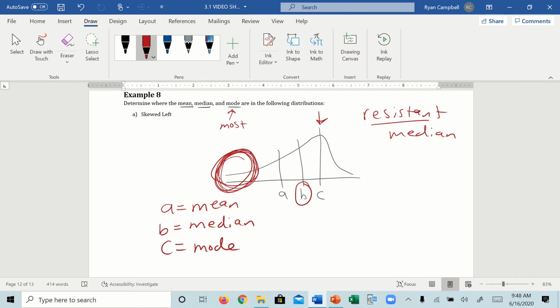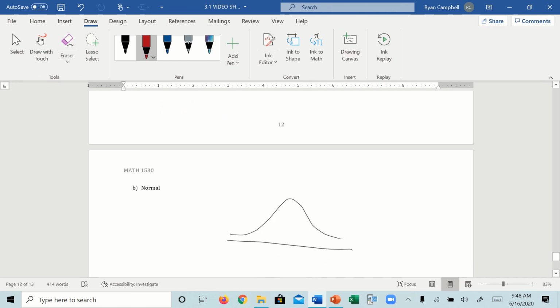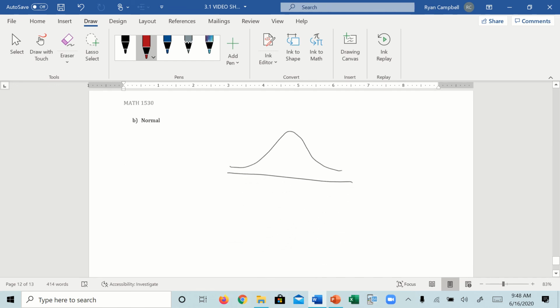All right, let's look at part B. So where would the mean, median, and mode be for a normal distribution? Well, obviously right here, right? Right in the center. That's where the mode would be. So where would the median and the mean be? Actually, if you average all the numbers on the left side and the right side, you should also get right there in the middle. So that should be where the mean is.